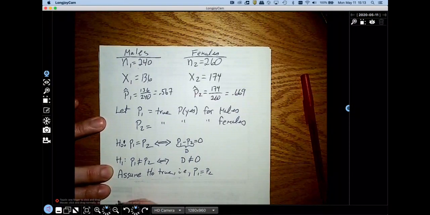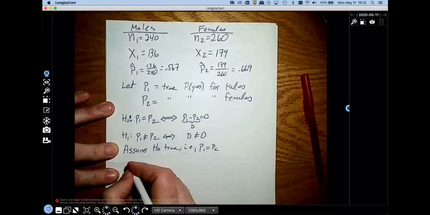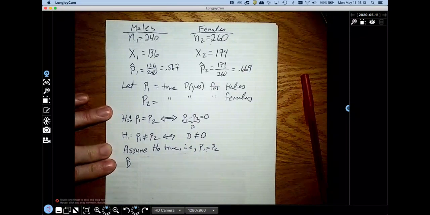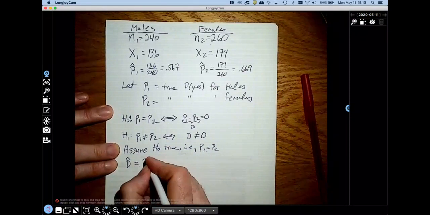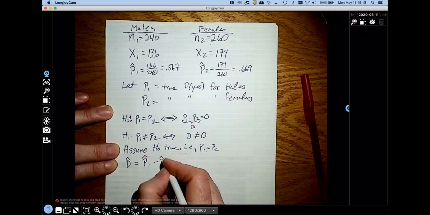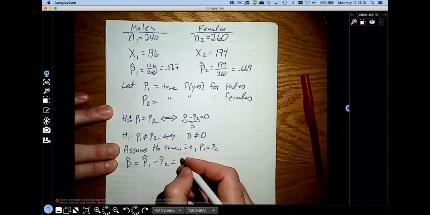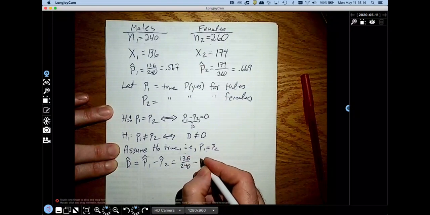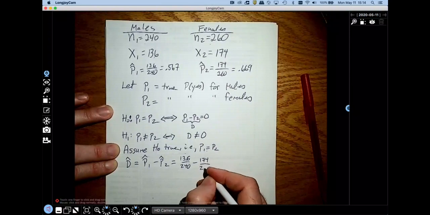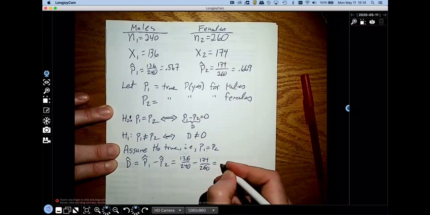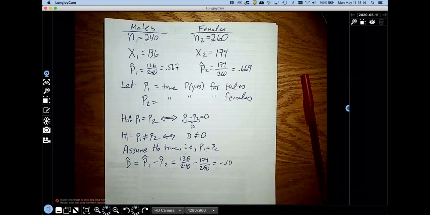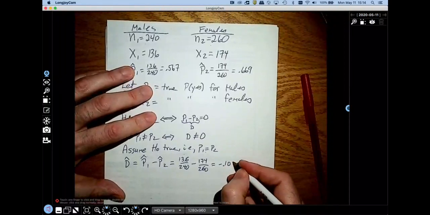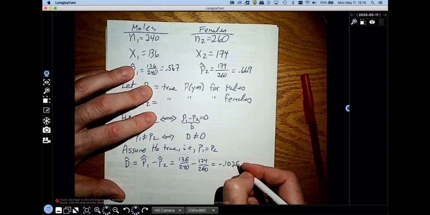Let's form an estimate of how different they are. I'm going to call this estimate d hat. So d hat is going to be p hat 1 minus p hat 2, which in our case is 136 over 240, the proportion for males, minus 174 over 260. This is equal to about minus 0.10. If we go back to the course packet, I wrote it out for us, 0.1026, if you want a few more decimal places.